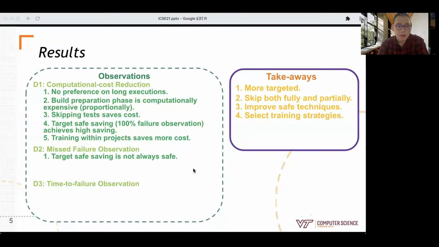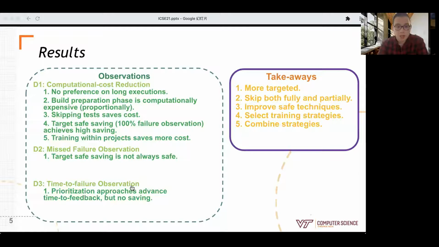We also find that prioritization approaches can advance time to feedback, but provide no computational cost reduction. As a result, our next takeaway is to recommend future techniques to combine both selection and prioritization approaches in both granularities.